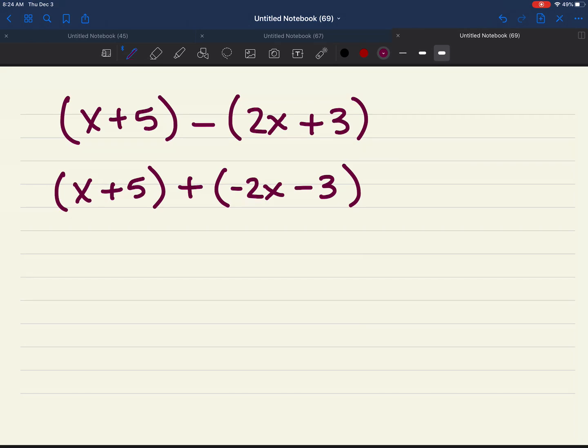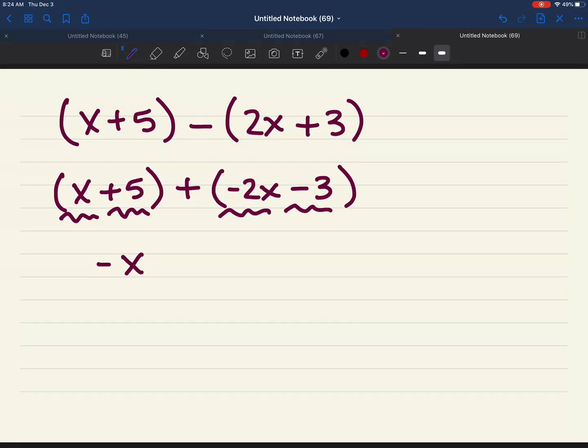You add the x plus negative 2x. Okay, what's 1x plus negative 2x? They're different signs. What do you do? Check. Okay, so what's 2 minus 1? 1. Which sign do you take? Negative. Yes, so negative x, and then 5 plus negative 3, 2, positive or negative? Good.